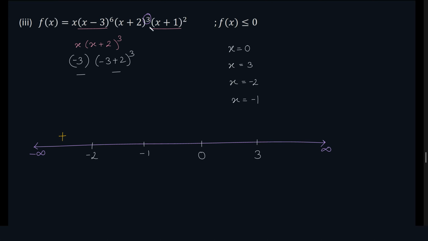At -2, the multiplicity is 3, that's odd, so we will change the sign. At -1, the multiplicity is 2, that's even, so we keep the sign. At 0, the multiplicity is 1, that's odd, so we change the sign. And at 3, the multiplicity is 6, that's even, so we keep the sign. Now we want the function to be either 0 or less than 0, so that's here and here. So our answer will be from -2 to 0 and at 3.